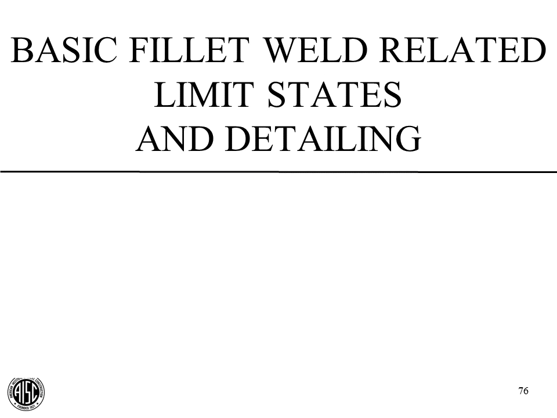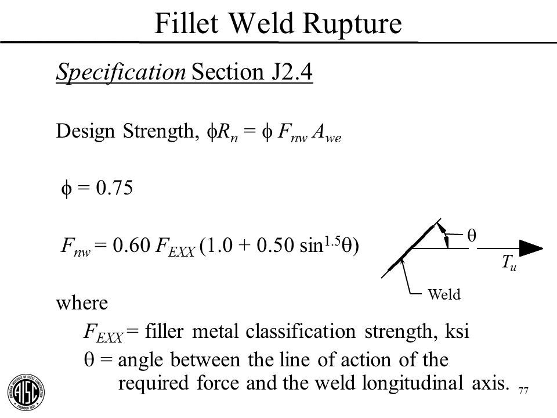Okay, so now for that, let's move on to basic fillet weld related limit states and detailing. Finish off our session 1 with this stuff. Okay, so fillet weld rupture. We calculate the strength of that using the specification section J2.4, and here's our design strength equation. φR_n is φ times F_nw, which is the nominal strength of the weld in ksi, times A_we, which is the effective area of the weld. Okay, φ is 0.75 for weld rupture, because this is one of these non-ductile limit states.